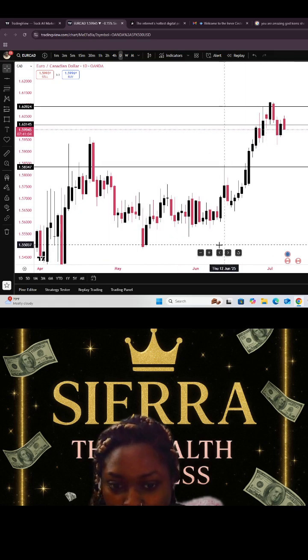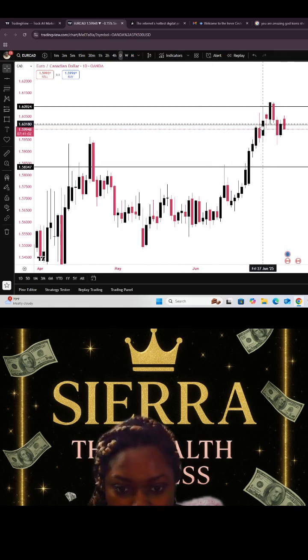All right, so we got our weekly fair value gap, which is this line right here, and price is currently on.